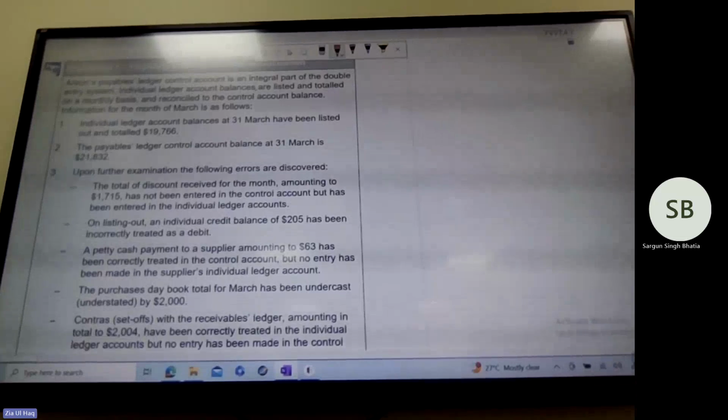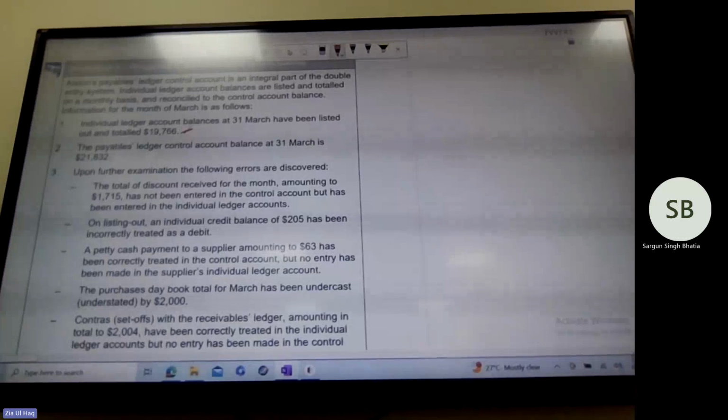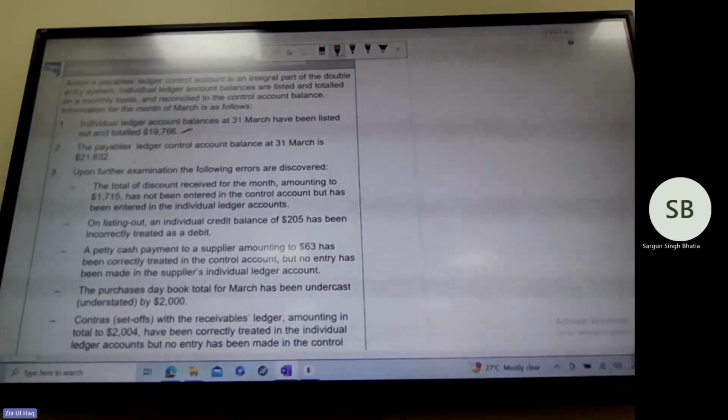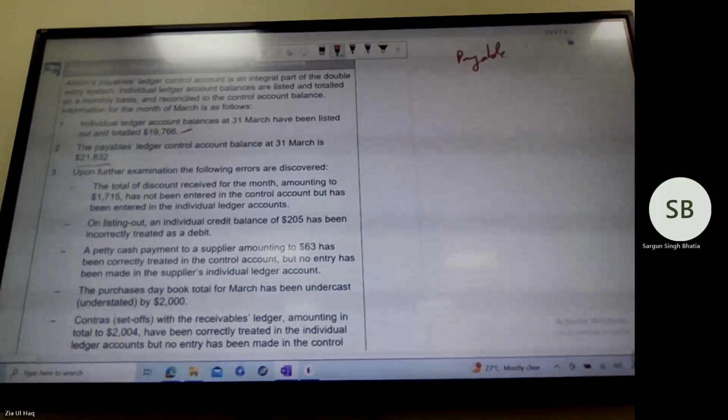Aston's payable ledger control account is an integral part of the double entry system. Individual ledger control balances are listed and totaled on a monthly basis and reconciled to the control account balance. Information for the month of March is as follows. Individual ledger account balances at 31st March have been listed out and totaled 19,786. This is the balance of individual account given in the question. The payable ledger control account at 31st March is 21,832. So first open payable control account.